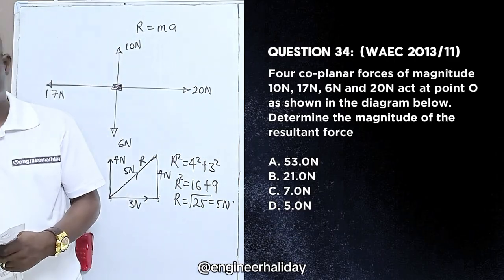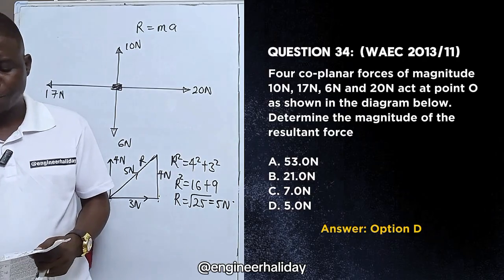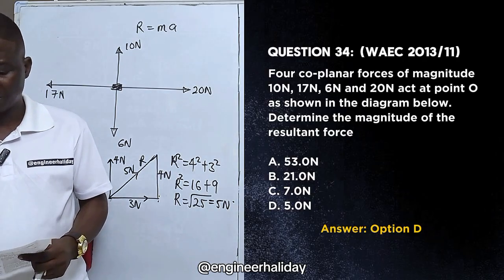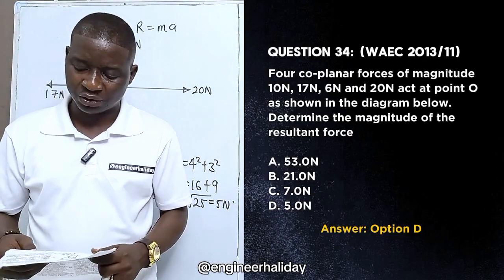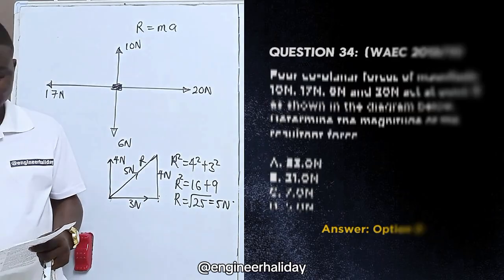A says 53.0 Newton. B, 21.0 Newton. C, 7.0 Newton. D, 5.0 Newton. The answer is D. That is the answer. 35.